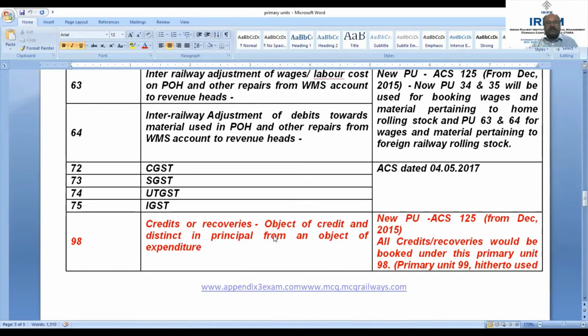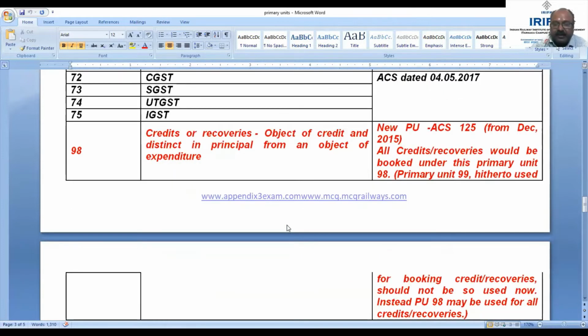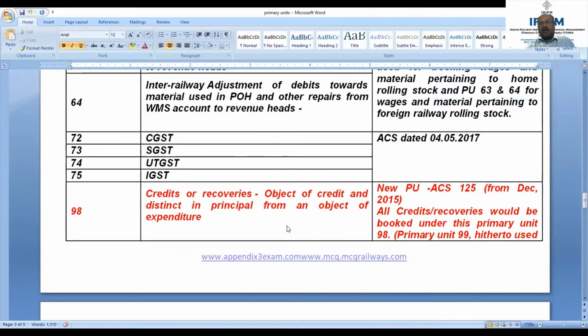72, 73, 74, 75, these four were created in 2017 after introduction of GST. 72 is CGST, 73 is state GST, 74 is Union Territory GST, and 75 is the integrated GST. And this is very important: 98, this is credits or recoveries, object of credit. All other PUs are called object of expenditure. Only this PU 98 is called object of credit because it reflects all credits and recoveries. It is not expenditure.